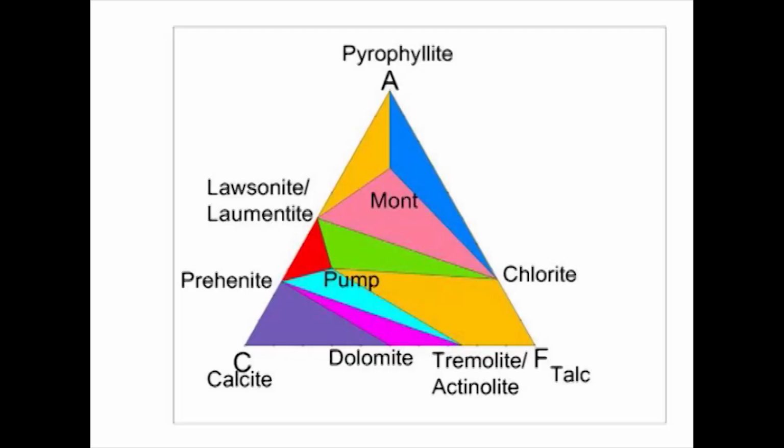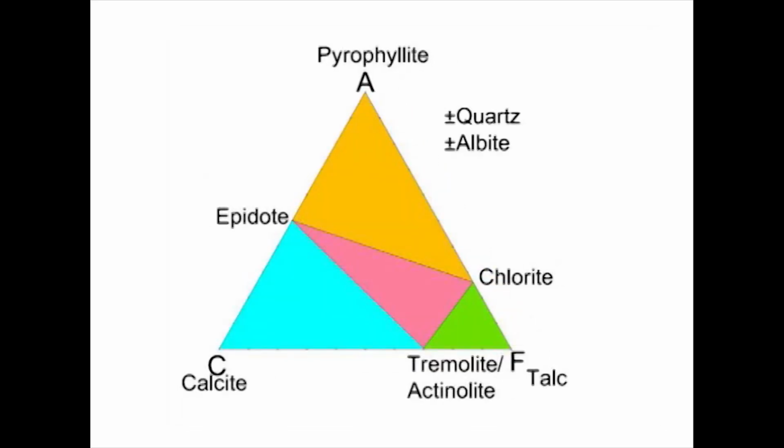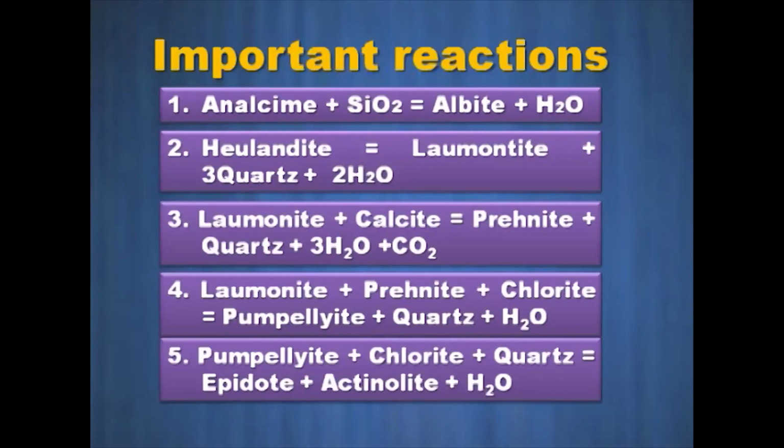With further increase of pressure and temperature, pumpellyite disappears as the rock enters the greenschist facies, where it is replaced by actinolite plus epidote. Important reactions: First, analcime plus quartz gives rise to albite plus water. Second, heulandite gives rise to laumontite plus quartz plus water. Third, laumontite plus calcite gives rise to prehnite plus quartz plus 3 water plus CO2. Fourth, laumontite plus prehnite plus chlorite gives rise to pumpellyite plus quartz plus water. Fifth, pumpellyite plus calcite plus quartz gives rise to epidote plus actinolite plus water.